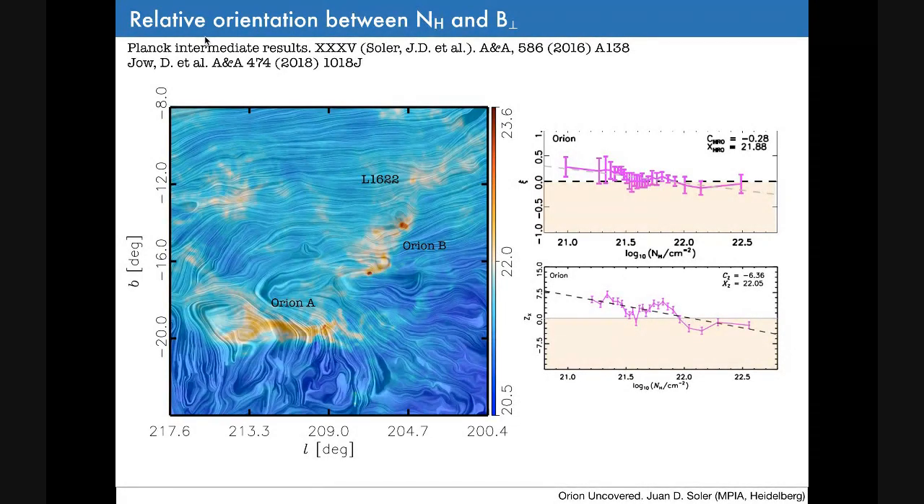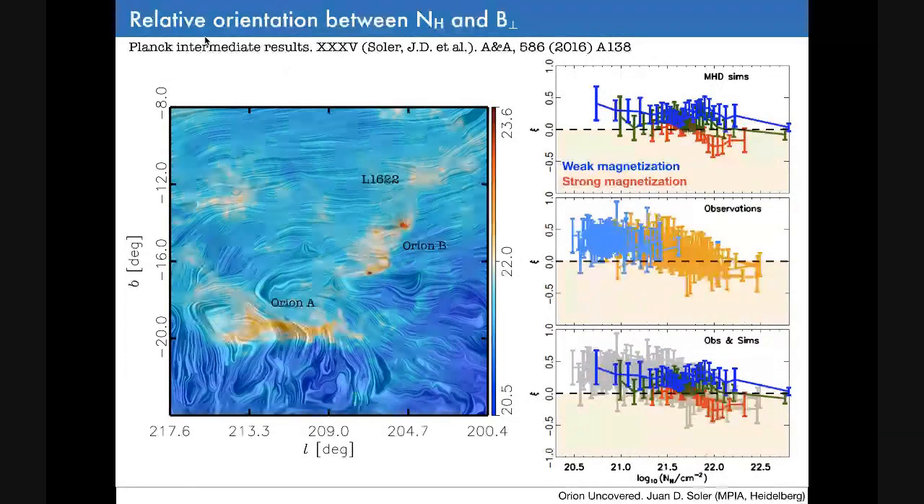What I found is that the magnetic field changes from mostly parallel to mostly perpendicular towards Orion as well. This is consistent with what we saw in most of the Gould Belt clouds, where the relative orientation parameter C goes from positive to negative. That is telling you that the magnetic field is oriented mostly parallel at low column densities and mostly perpendicular at high column densities, okay? And you can only see that in MHD simulations where turbulence and magnetic fields are at least in equipartition.